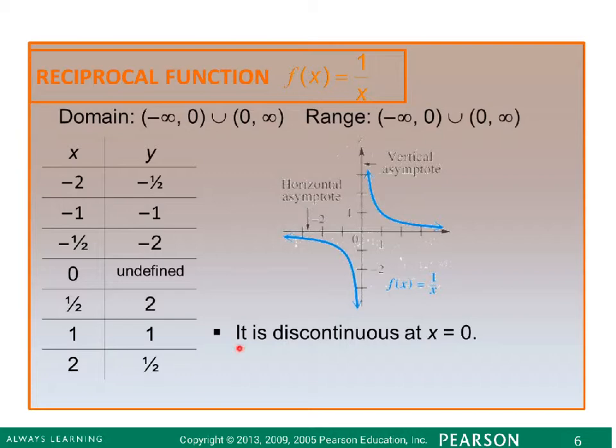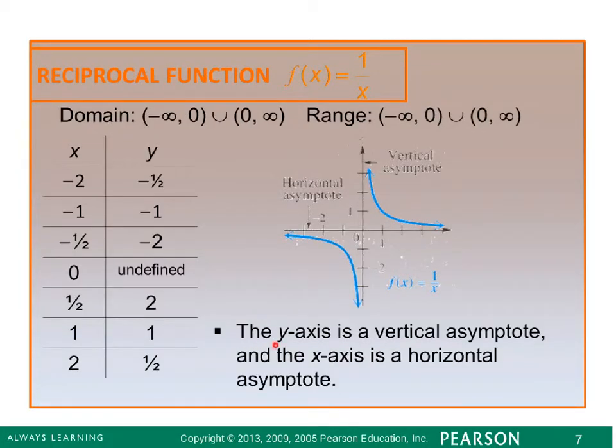Okay, we should know by looking at this graph that it's discontinuous at x equals 0. I already stated that. It has a vertical asymptote at that point. Also, the y-axis is a vertical asymptote and the x-axis is the horizontal asymptote. Okay, again, kind of repeating myself there.